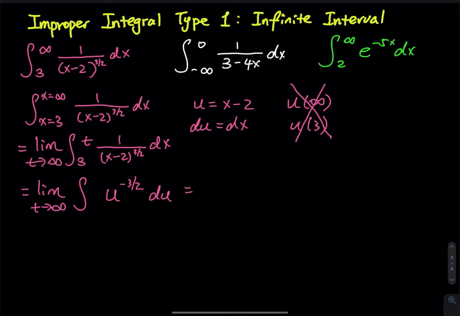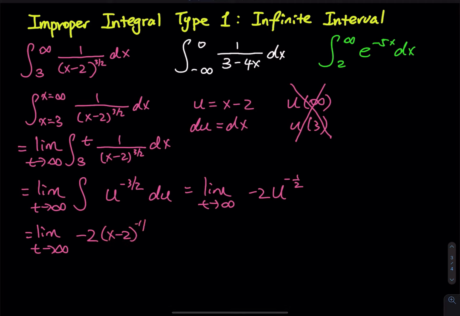Now integrate, limit as t approaches infinity. This one follows the simple power rule. First you add 1 to the power, so negative 3 half plus 1 is negative 1 half. And then the reciprocal of that is negative 2. And then you put the x back in for the u. So you have limit as t approaches infinity, negative 2, and once you put the x back, you have x minus 2 to the negative 1 half.